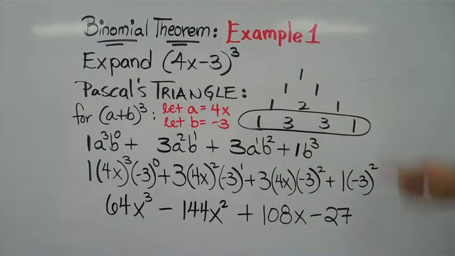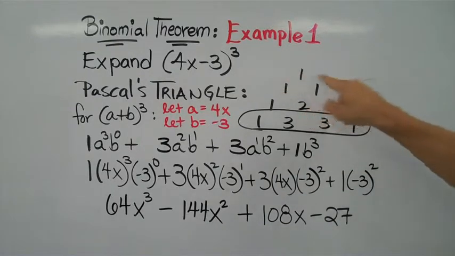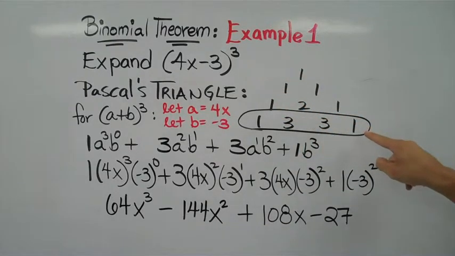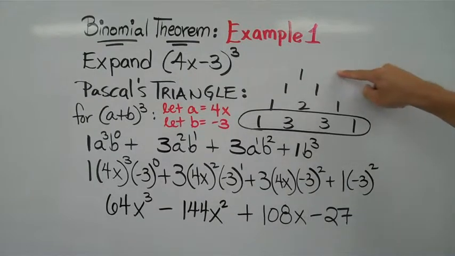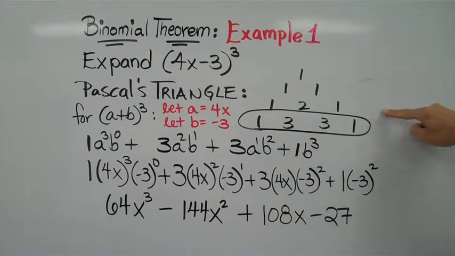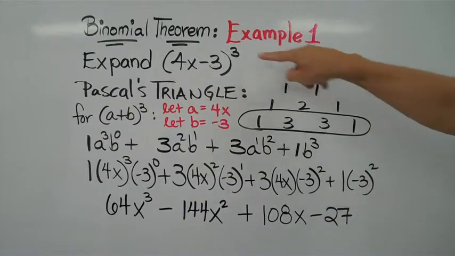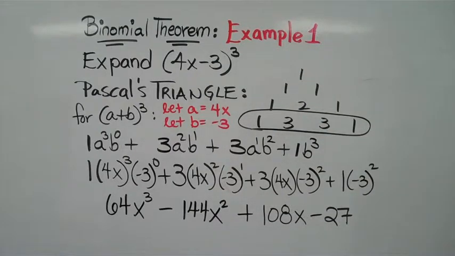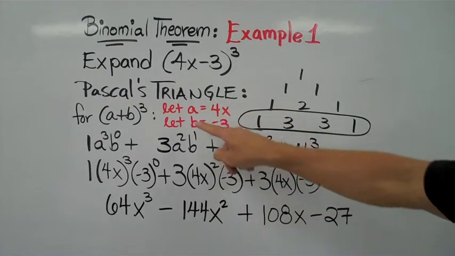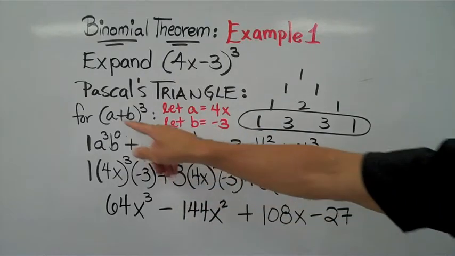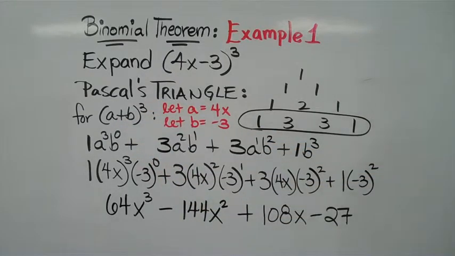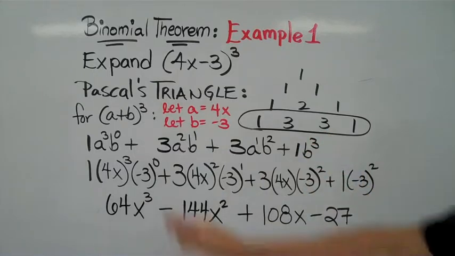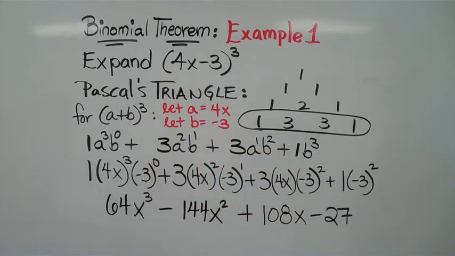I write my Pascal triangle of the coefficients: 1, 1, 1, 1, 2, 1, 1, 3, 3, 1. This is (a plus b) to the 0, (a plus b) to the 1, (a plus b) to the 2, (a plus b) to the 3, which is what I want. In Pascal's triangle, I say let a equal 4x and let b equal negative 3. So I have (a plus b) to the third, and I know that's 1, 3, 3, 1, a^3, a^2, a^1, a^0, b^0, b^1, b^2, b^3.